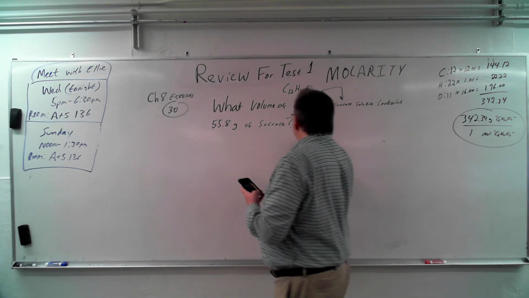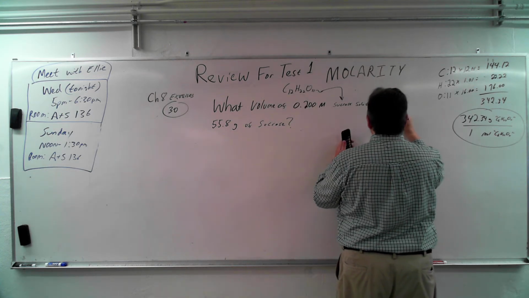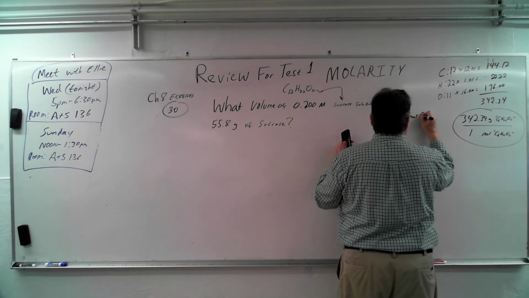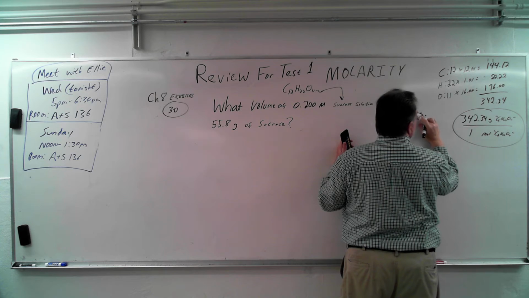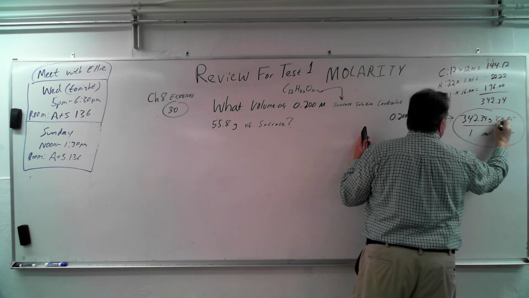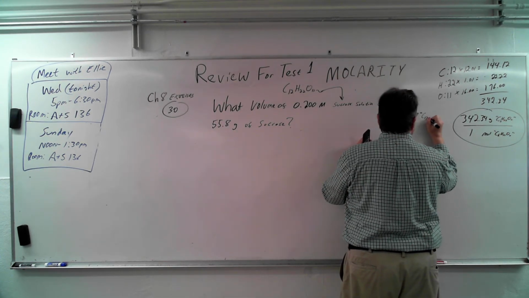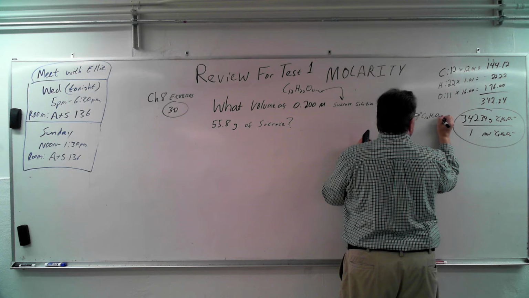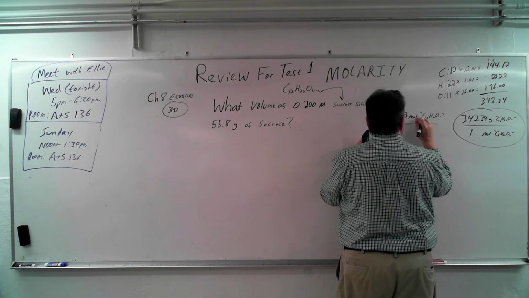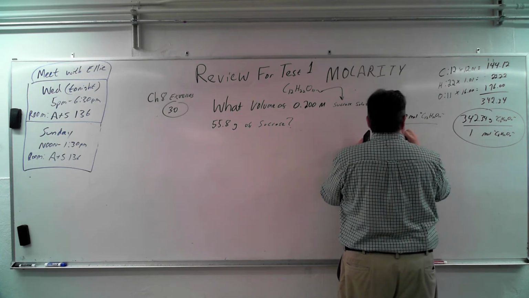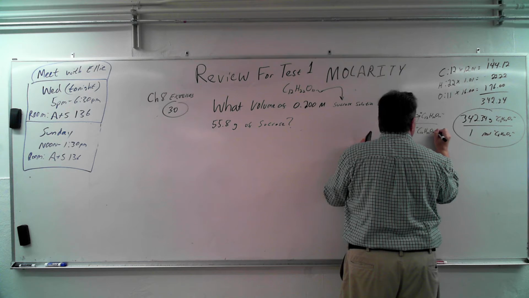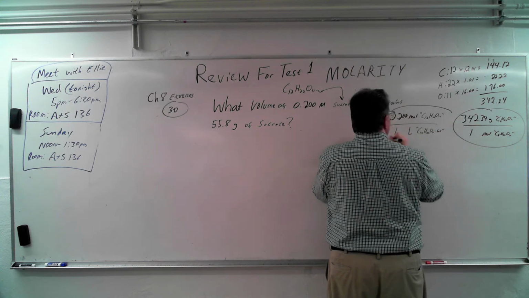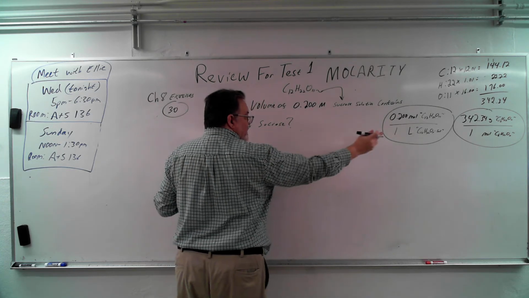We're going to need that. Break this out into 0.200 moles of C12H22O11 in 1 liter of C12H22O11 solution. So we're going to need that. That's just this broken out more formally.